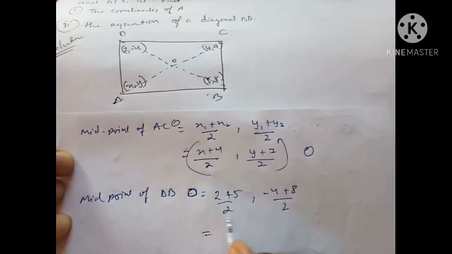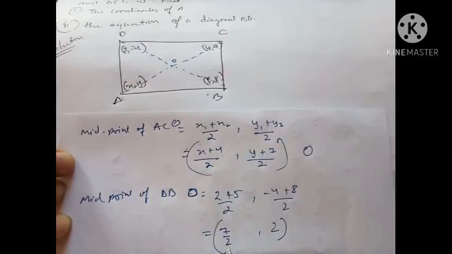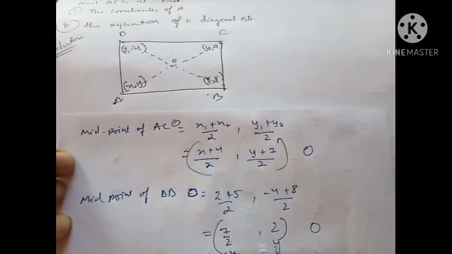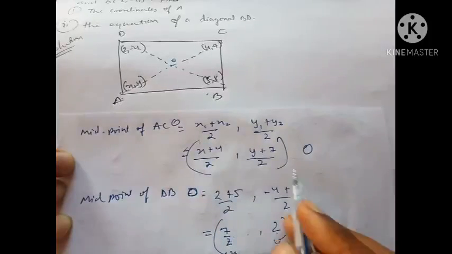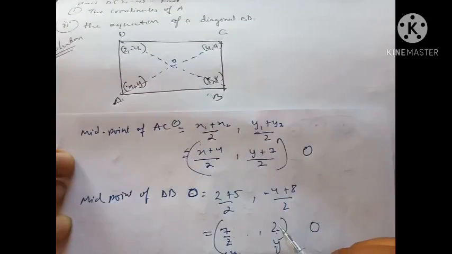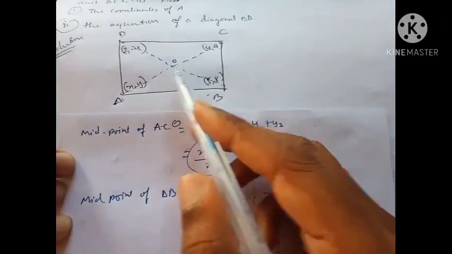So the answer that I'm going to get out of this is 2 plus 5, 7 upon 2, and in this I'll get minus 4 plus 8, which is 4 upon 2, that is going to be 2. So these are also the coordinates of O, this is x and this is y. Okay, so I'm going to put them equal to this. The coordinates of O are 7 upon 2 comma 2. But I know in variable form they looked something like this, when I found them with respect to this.